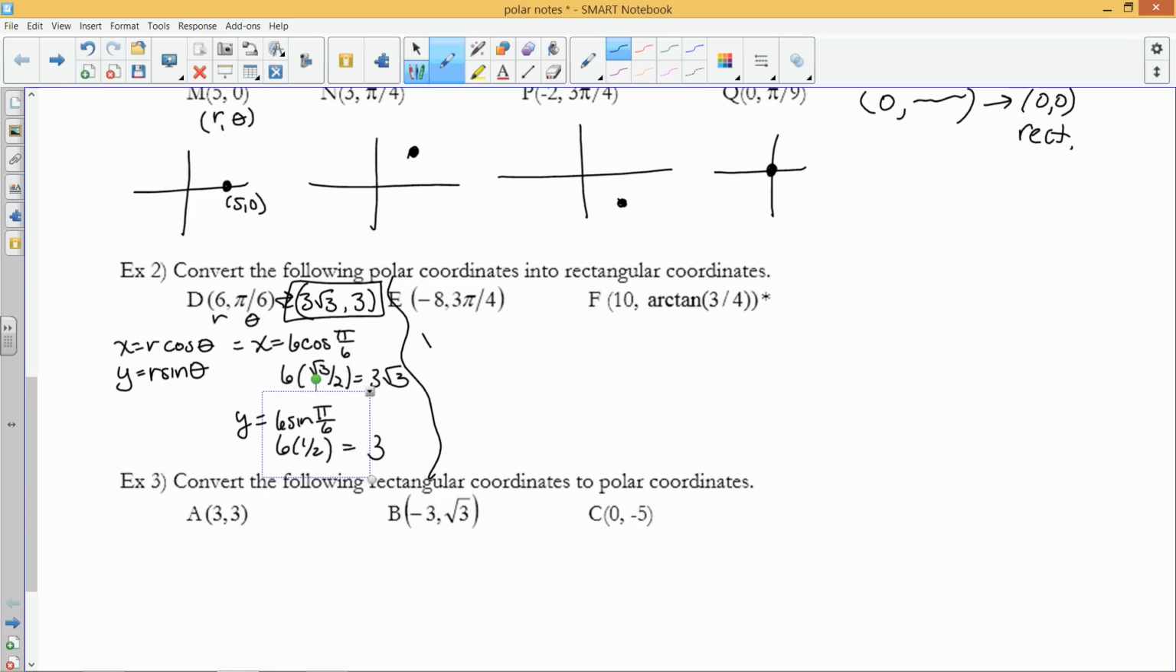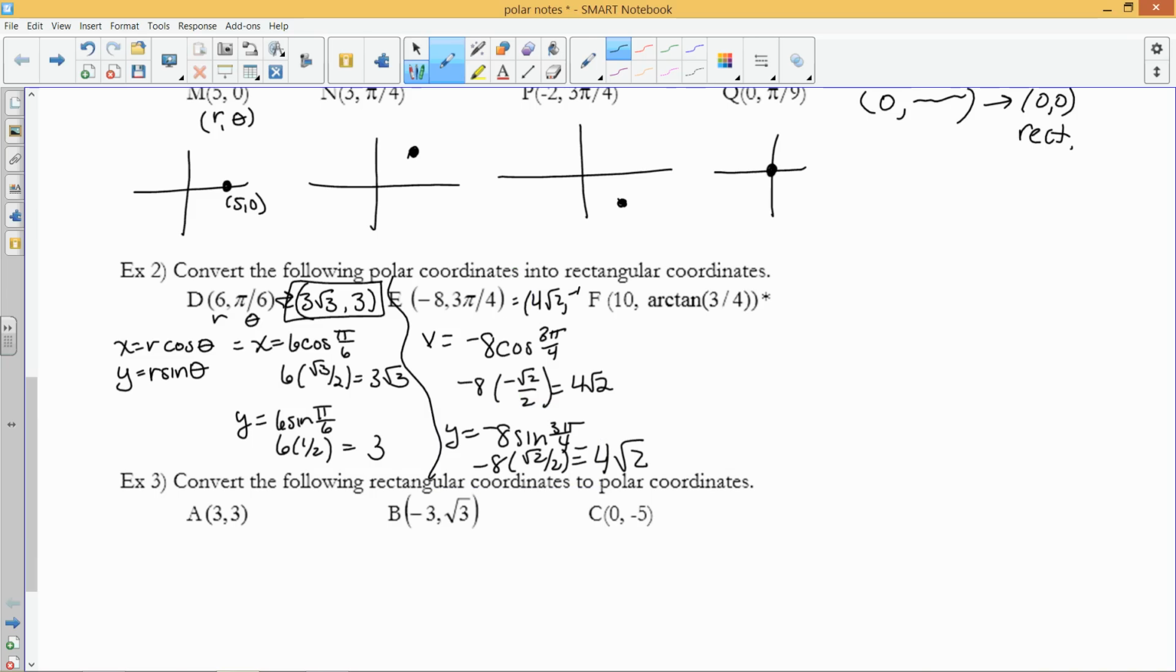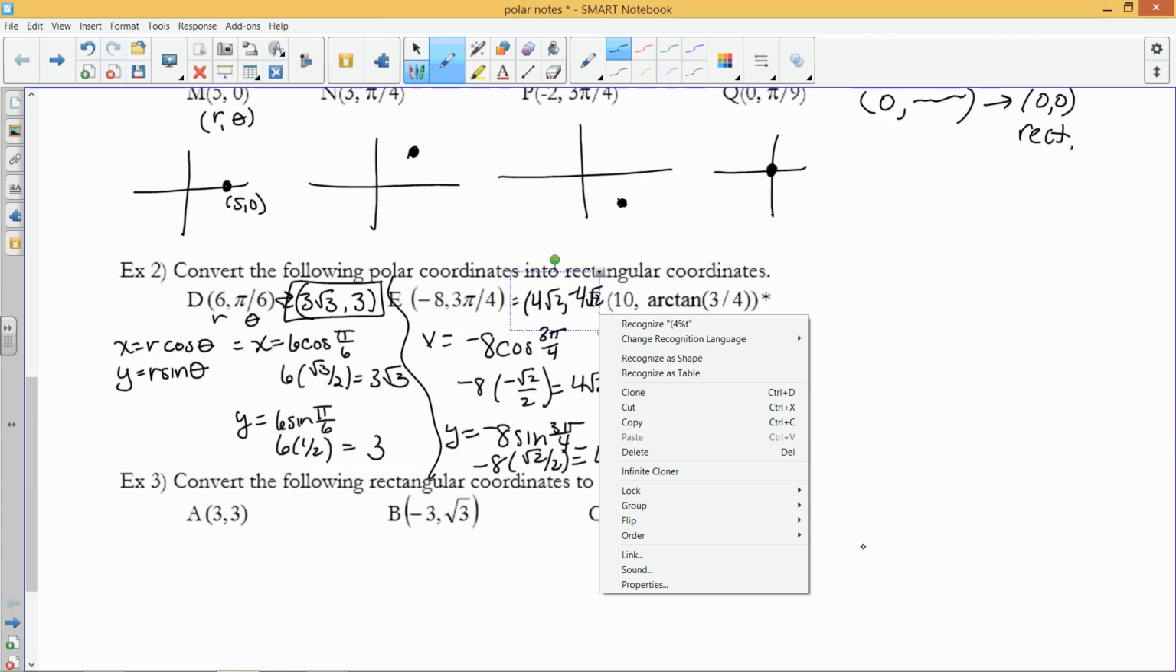Same thing over here. x equals r cos theta, and even though r is negative, I'm still going to use r cos theta, so -8 cos 3 pi over 4, which is -8 times negative root 2 over 2, which is going to be positive 4 root 2. And y is going to be -8 sine 3 pi over 4, which is -8 times positive root 2 over 2, which is negative 4 root 2. So this is now (4 root 2, negative 4 root 2) in rectangular.